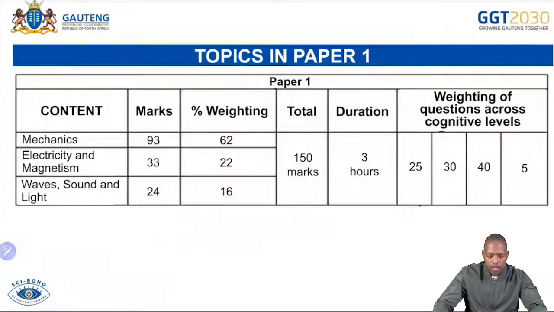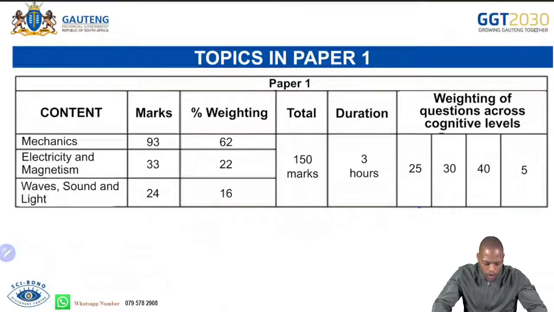Right, the contents and the topics and their weightings and marks are structured this way. The contents of paper 1, the knowledge areas, there are 3. We have mechanics, which has about 93 marks in a question paper, weighing 62% of the paper. Then you also have electricity and magnetism, which has about plus or minus 33 marks in a question paper, weighing 22% of the whole paper. Then you have waves, sound, and light, having about 24 marks in the paper, weighing 16%. Again, the grand total, 150 marks, and the duration is 3 hours.